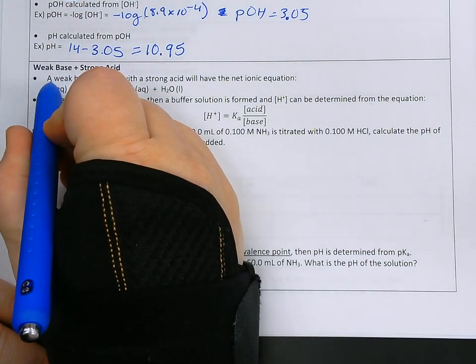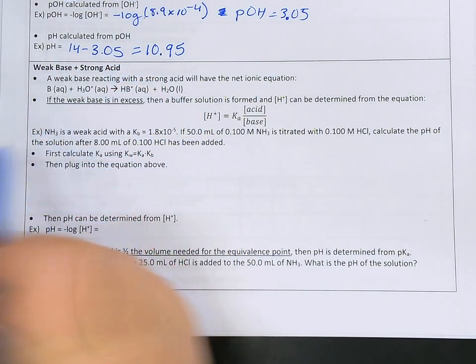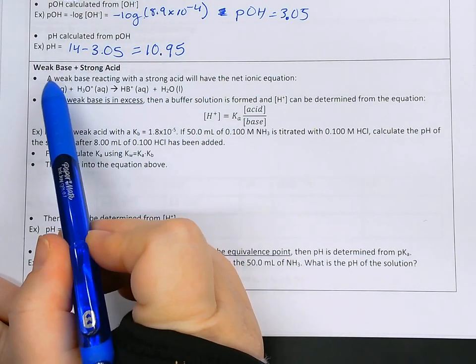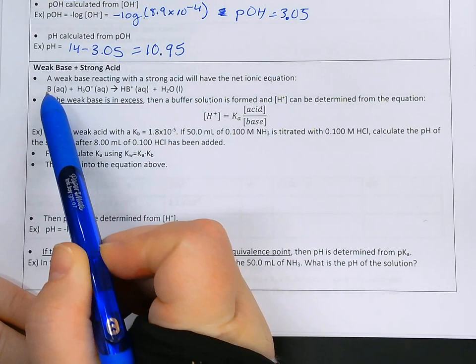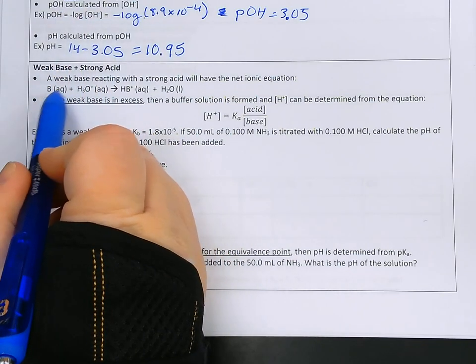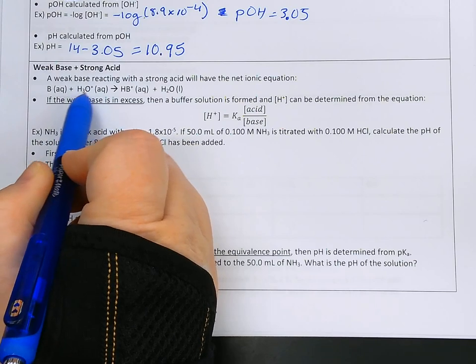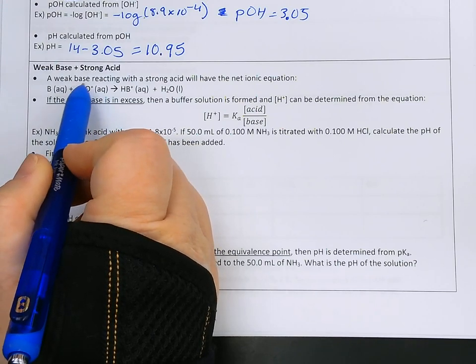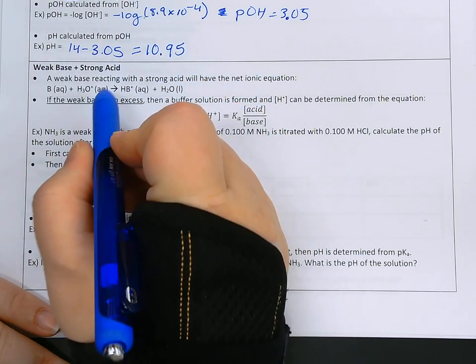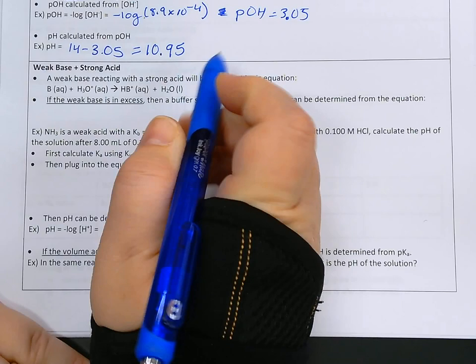All right, so we've got a weak base and a strong acid. So let's take a look at what our 2 bullet points are here. A weak base reacting with a strong acid will have the net ionic equation. This is the generic form of our weak base. We're going to react it with our strong acid. That acid gives away hydrogen, so we get that hydronium ion. And it's going to create that conjugate acid and then water.